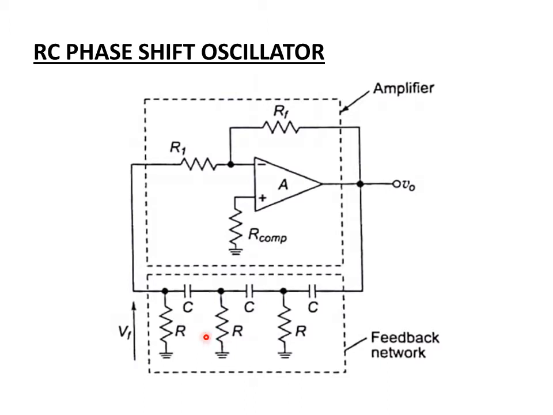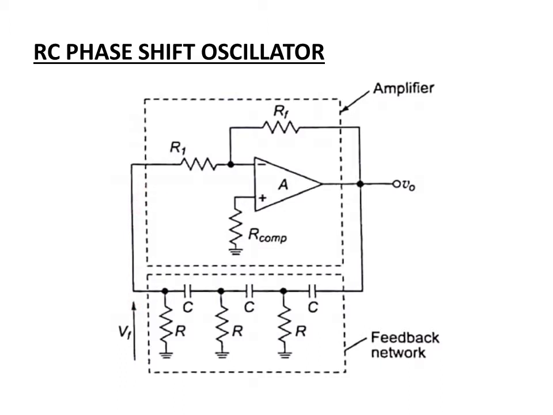But if we use only two RCs, the value of R will be very small, which is impracticable. So instead of taking two RC networks, we take three RC networks, and the values of R and C are chosen in such a manner that each RC network gives a phase shift of 60 degrees. Hence the total phase shift offered by these three RC networks is 180 degrees, and the total phase shift offered by this oscillator is 360 degrees, or 0, satisfying the Barkhausen criteria. So this output, which is VF, is taken and given back as input.